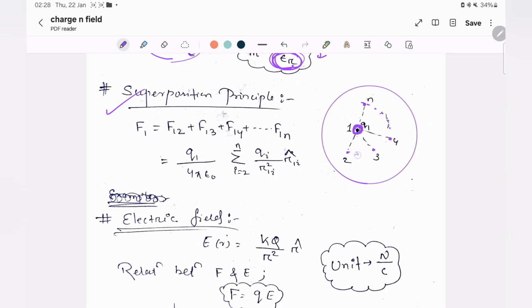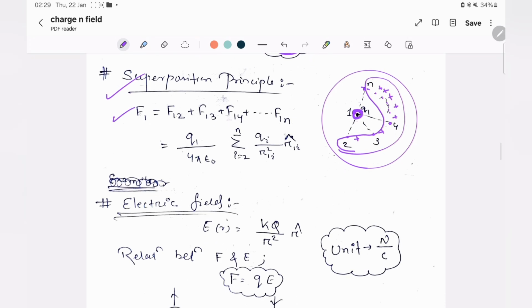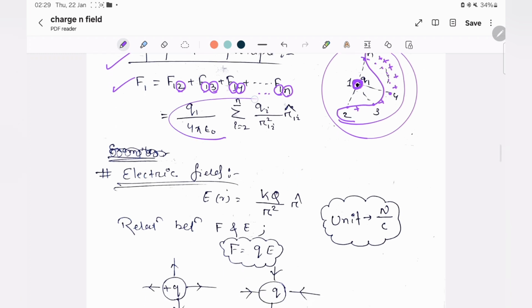So if we add all those forces, then we can get the net force on q1 due to other charges. Like this, F1 is F12, meaning force on 1 due to 2, plus force on 1 due to 3, force on 1 due to 4, up to force on 1 due to the nth charge. If we combine this, we will get this resultant force.